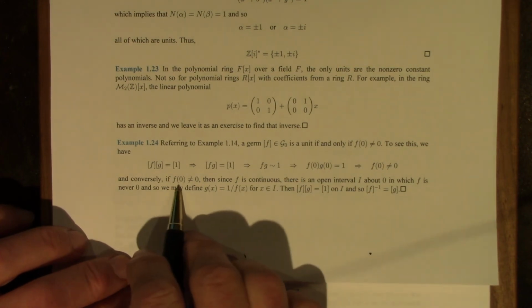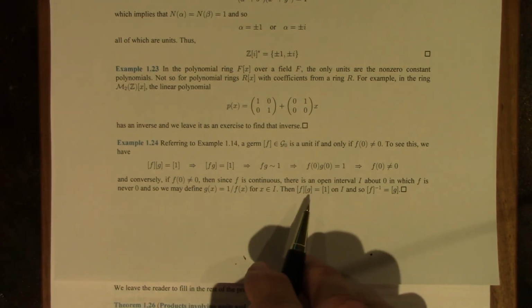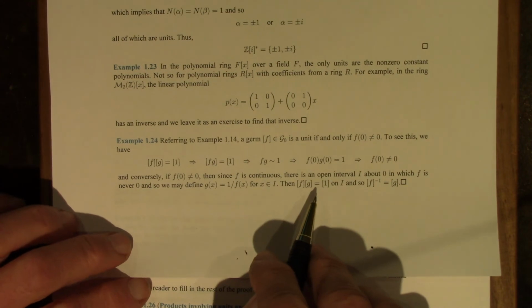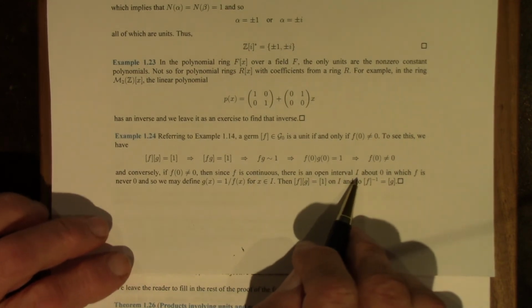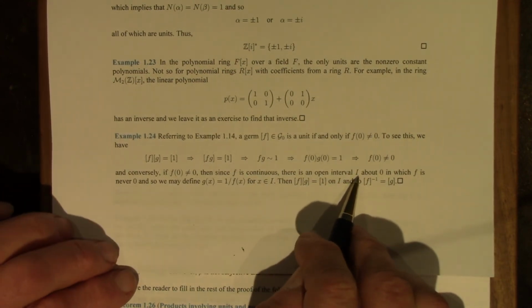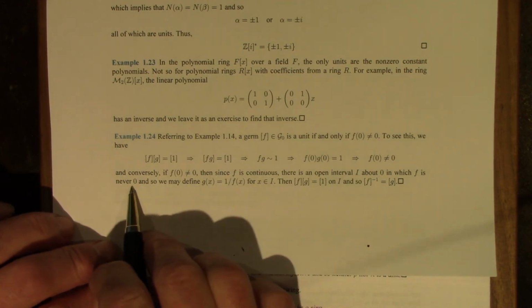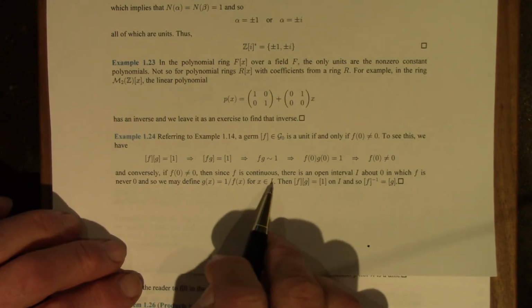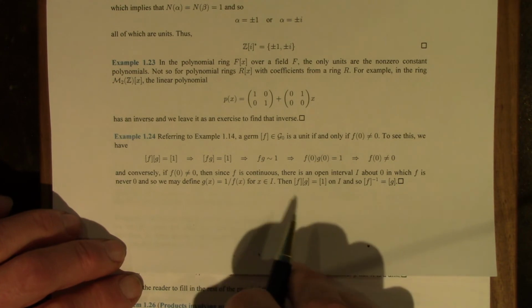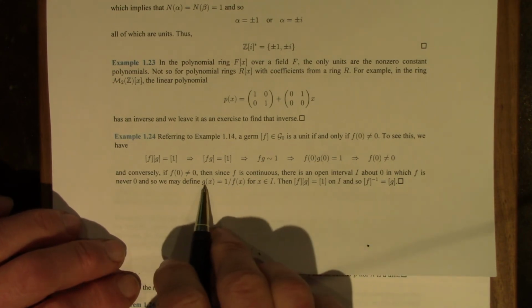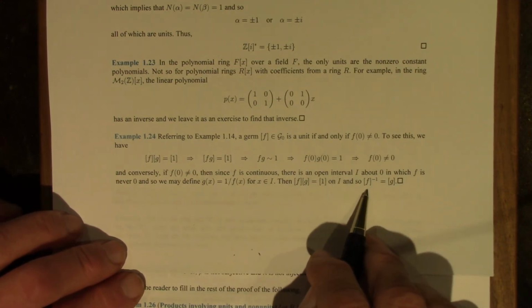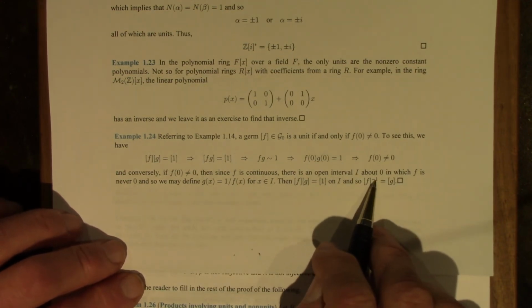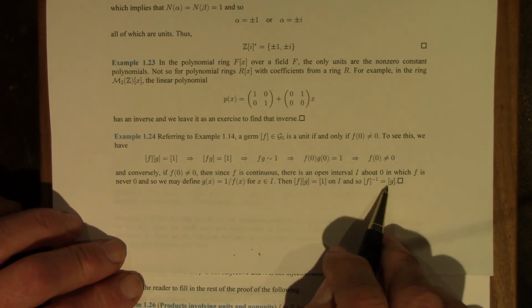Conversely, if f of 0 is non-zero, then since f is continuous, there's an open interval I about 0 in which f is non-zero. And so we can define g of x to be 1 over f of x in that interval, and then that will give us the inverse. Square bracket f, this germ, its inverse is the germ containing g.